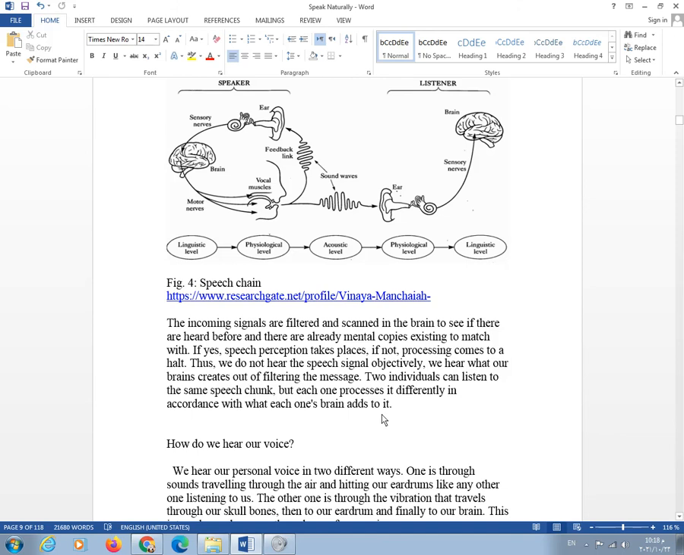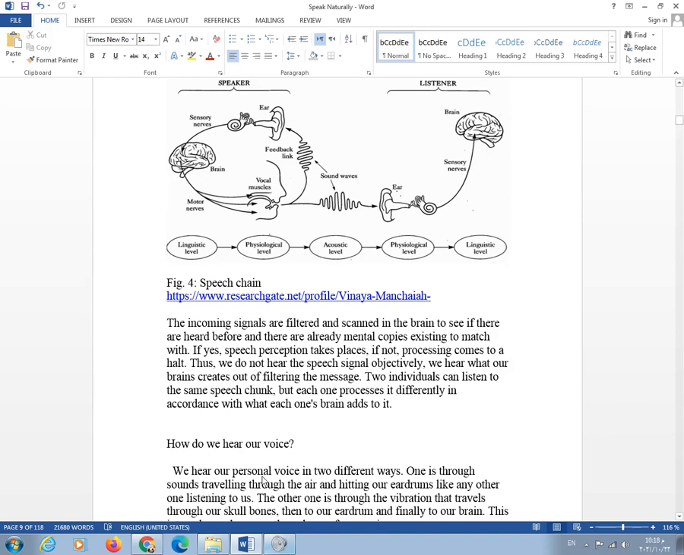Okay, so the speech chain has to do with these stages, and also the psychological things that take place in the brains of both the speaker and the listener.